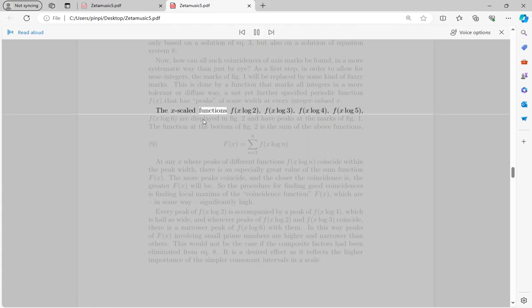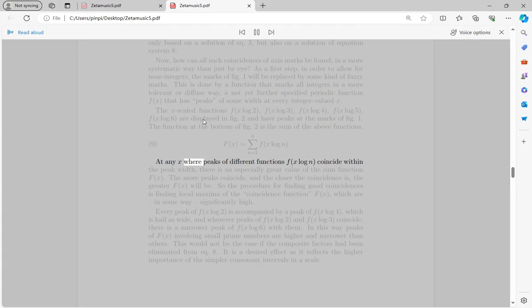The x-scaled functions f(x log 2), f(x log 3), f(x log 4), f(x log 5), f(x log 6) are displayed in figure 2 and have peaks at the marks of figure 1. The function at the bottom of figure 2 is the sum of the above functions. 9: f(x) equals the sum over n equals 2 to 6 of f(x log n).